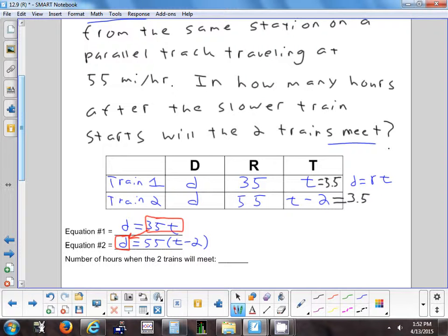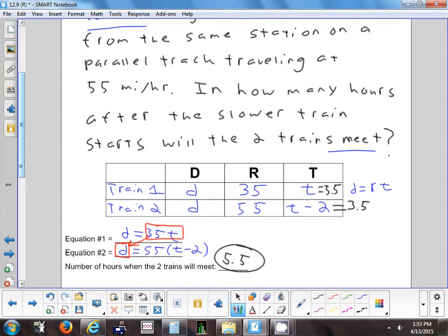3.5. So train one was traveling for 5.5 hours. Train two, since it's going faster, caught up in 3.5 hours. Okay, the question says, how many hours after the slower train starts will the two trains meet? That's 5.5 hours, because the slow train left first.